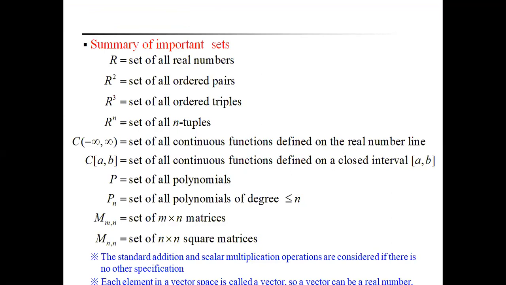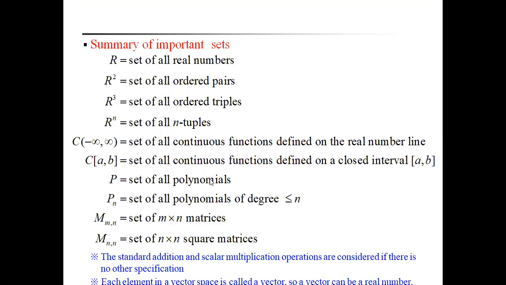Some important sets we have to remember. R is the set of all real numbers. R square is the set of all ordered pairs. R cube is the set of all ordered triples. R power n is the set of all n-tuples. C is the set of complex numbers. The set of all continuous functions defined on the real number line, and the set of all continuous functions defined on the closed interval [a, b].